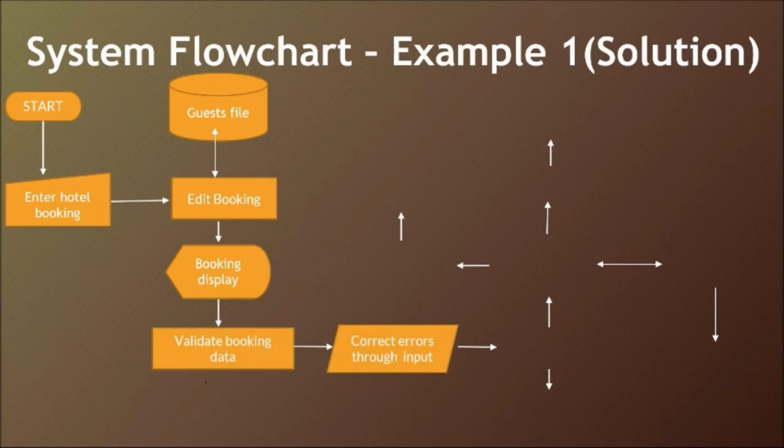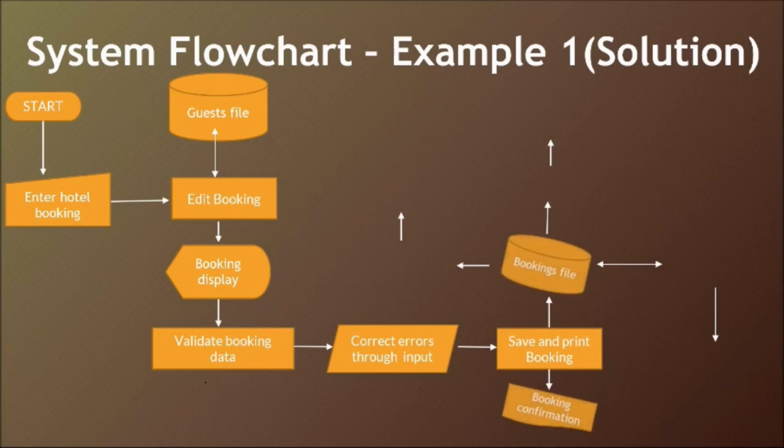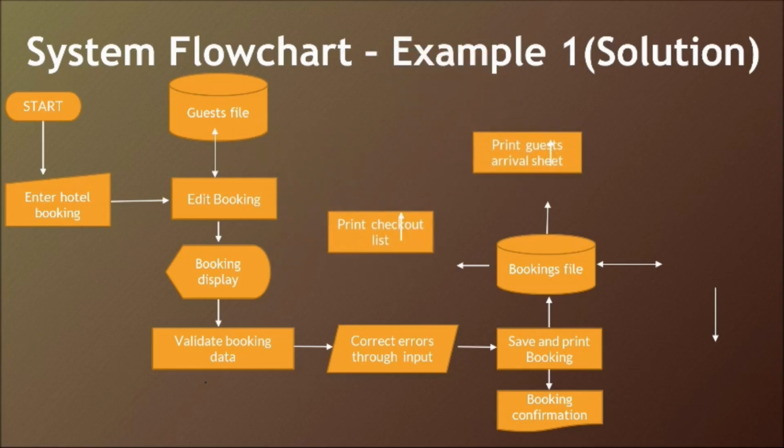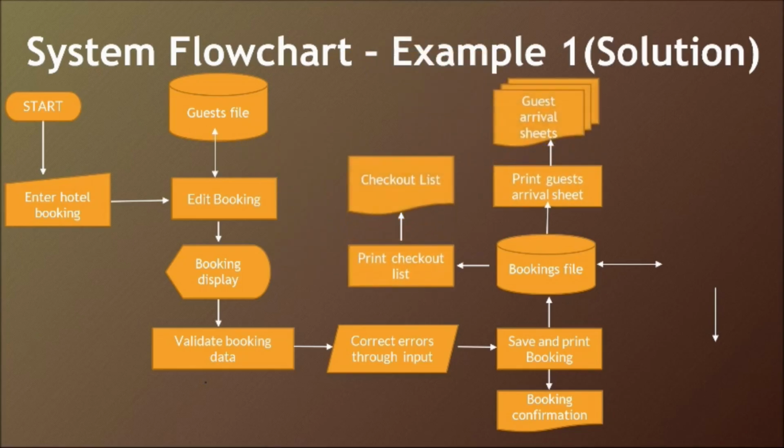These are then saved, and the booking confirmation details shown through printing. Once the booking has been confirmed, the system can then generate the list of guests that should be arriving to the hotel. The information stored inside the bookings database will be used to facilitate the printing of the guest's arrival sheet, as well as the checkout list for those persons who should be leaving the hotel.